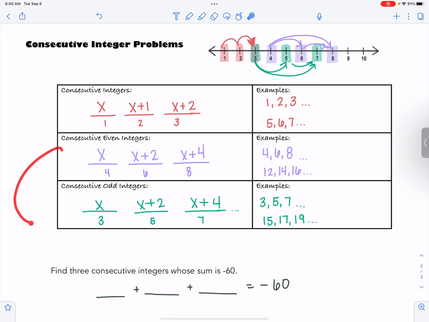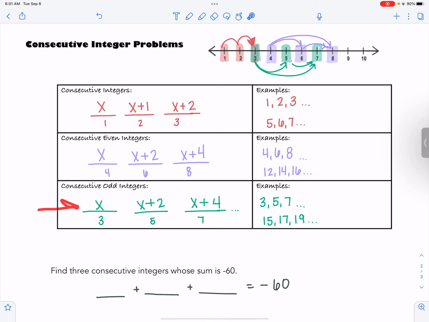For consecutive even and odd integers, those are going to actually be exactly the same, but let's look at why. Consecutive even integers, examples would be 4, 6, and 8, because those are the even numbers right next to each other. Yes, they're not exactly next to each other on the number line, but remember, I'm only looking at even numbers, and then those would be right beside each other. To write that in general in terms of x's, the first one's going to be 4, and then 6 is 2 spots away from 4 on the number line. So I've got x plus 2. And then 8 is going to be 4 spots away from 4 on the number line.